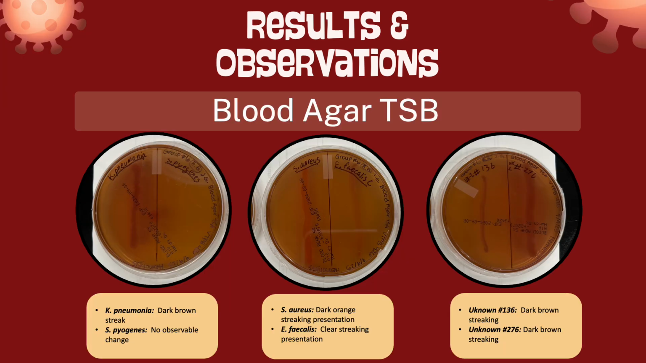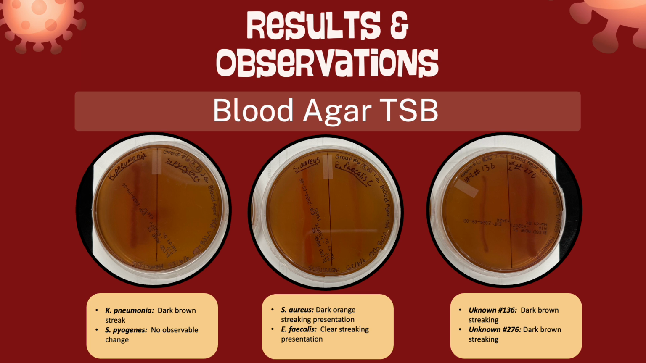For some of the first results and observations, which was with blood agar TSP, we can see that on the far left-hand side with K. pneumoniae, there was a small dark streak presentation. And then as for S. pyogenes, there was no observable change.